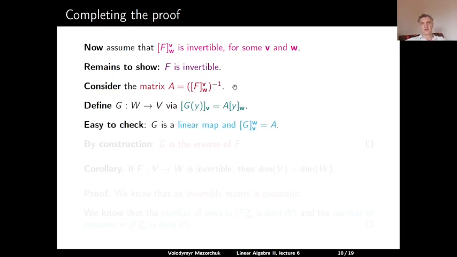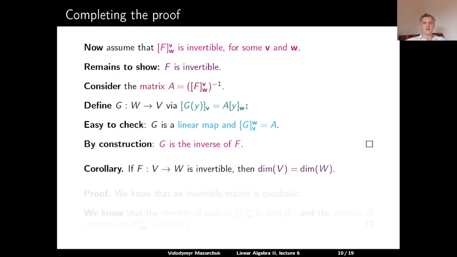Using the properties of matrix multiplication, one immediately checks that this is a linear map and that A is the matrix of this linear map. If you look at this equality, it is just defined so that A is the matrix of G. And by construction, G is an inverse of f. So this shows that f is invertible.